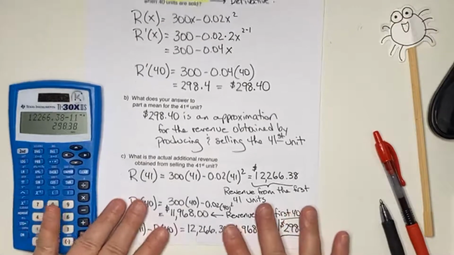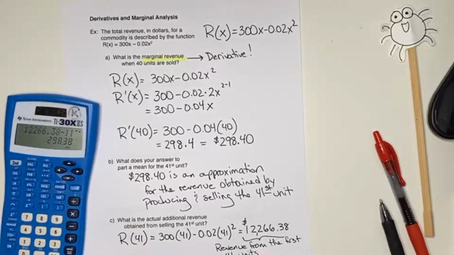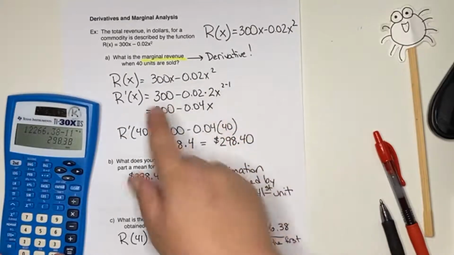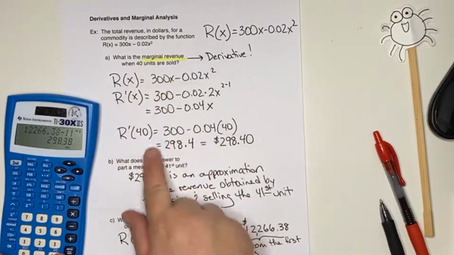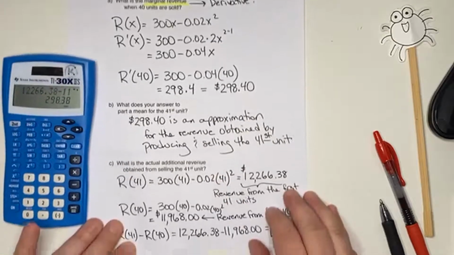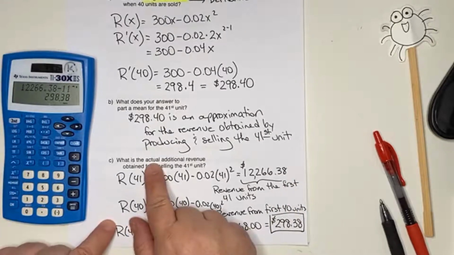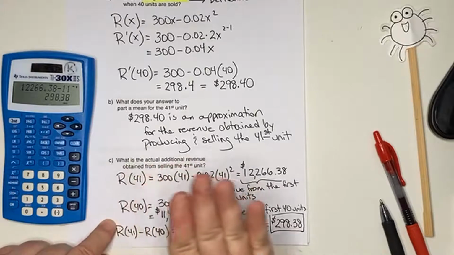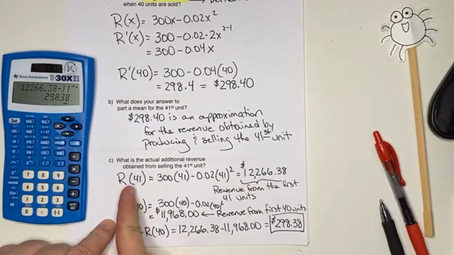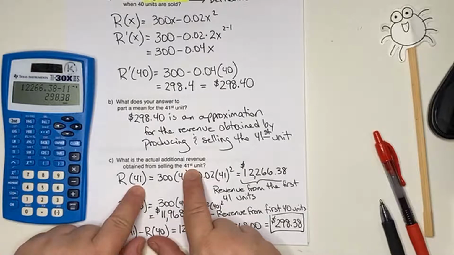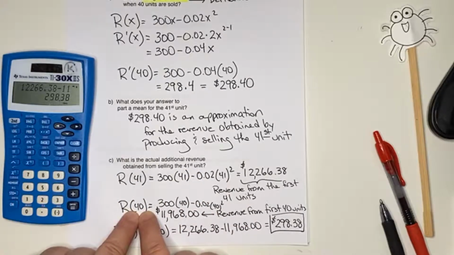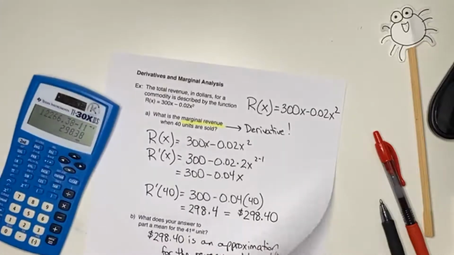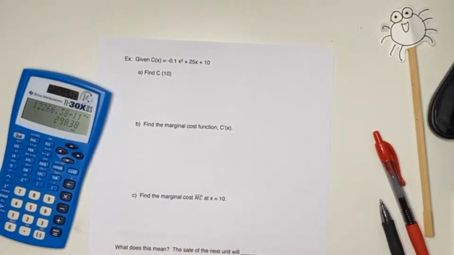What do you need to know? Here's what you need to know. Someone says find marginal anything: take the derivative, differentiate. If it says at a certain number of units, plug it in. If they say, what is the actual additional revenue or actual additional profit or actual additional cost, then you have to calculate the unit you're interested in and one fewer. So the 41st minus 40. Okay, so let's go on to the last page of this section.